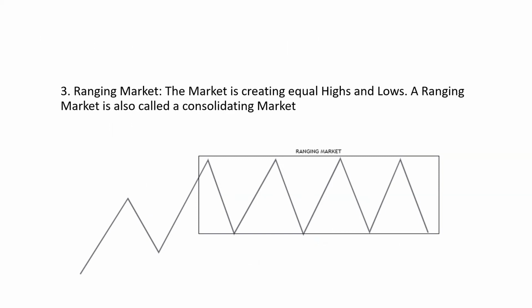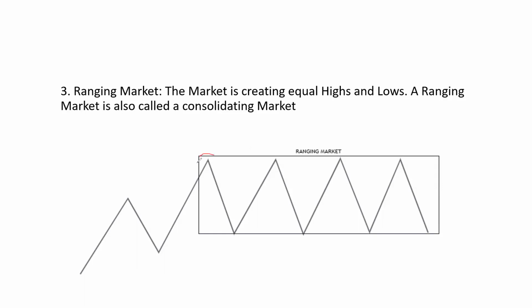This is one of the easiest markets to read. A ranging market is considered to be a ranging market when it is creating equal highs and lows. A ranging market is also called a consolidating market. So what does it mean, equal highs and lows?